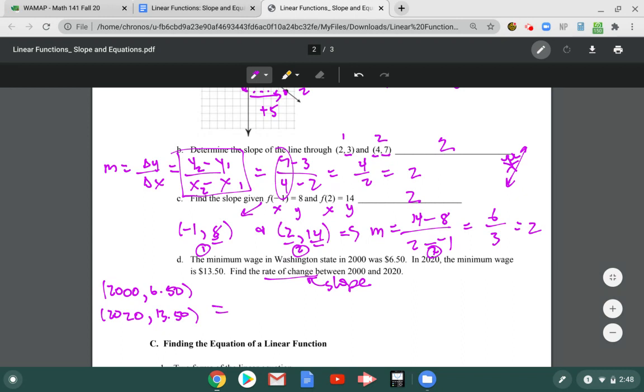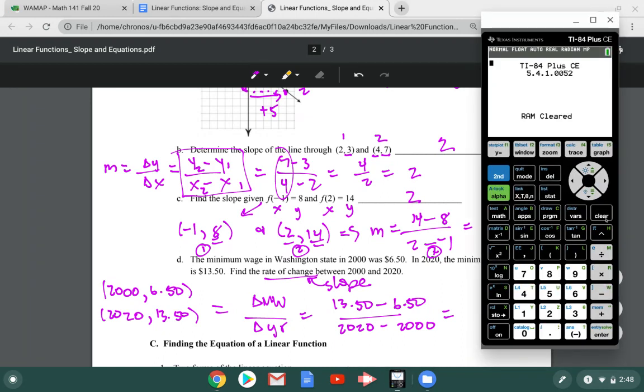So for this one, though, I want to find the change in the minimum wage divided by the change in year. That says MW. Change in minimum wage. Let's go ahead and take the second minimum wage, $13.50 minus $6.50. And we're going to divide that by the second year, 2020, minus 2000. I'm going to do this in my calculator.